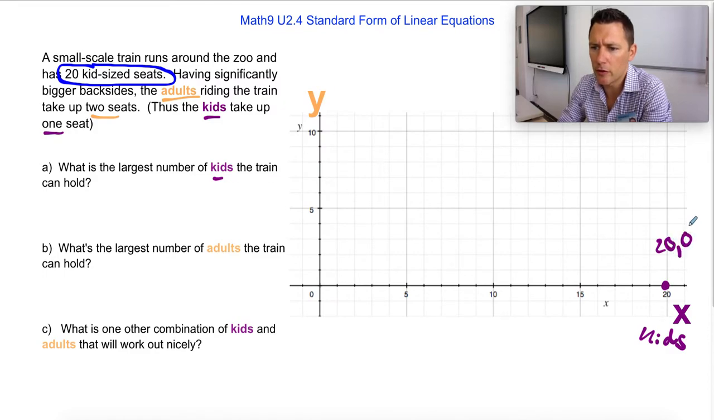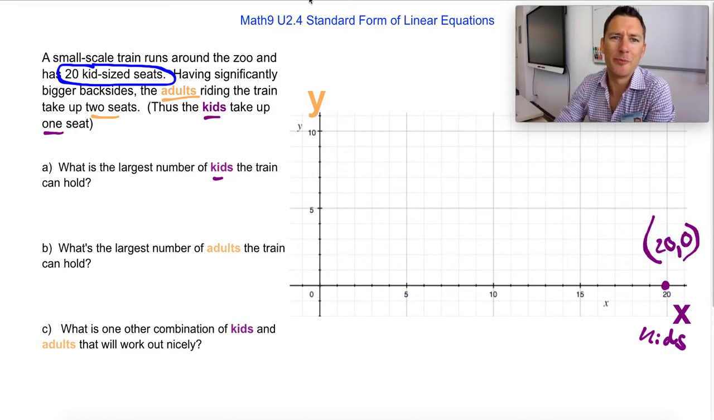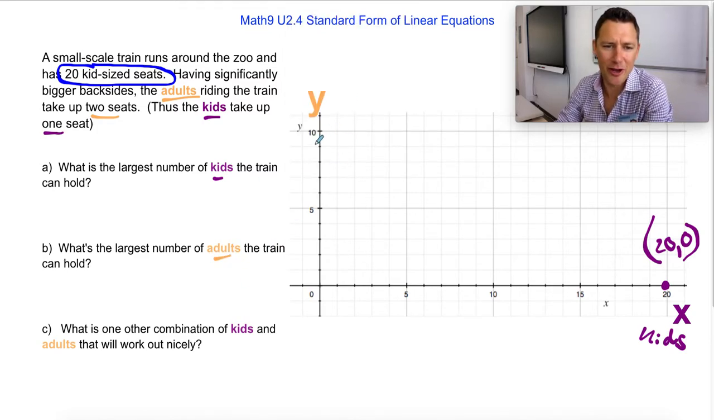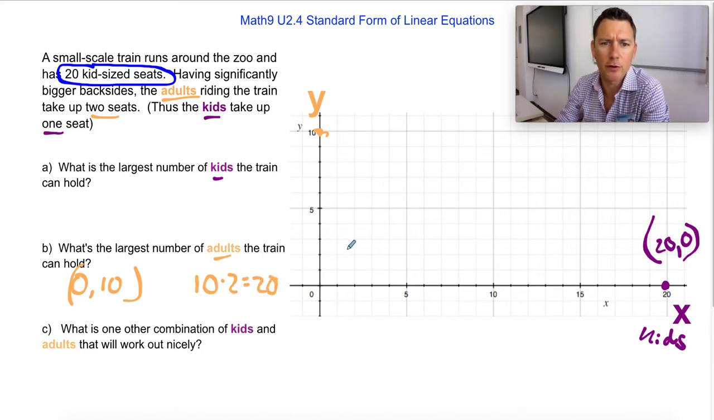and no adults. Or if there's no kids around or the adults are running around instead, you could have 10 adults and no kids. That's another setup because each of these 10 adults takes up 2 seats, so you'd have 20 seats filled. So this is no kids and 10 adults.